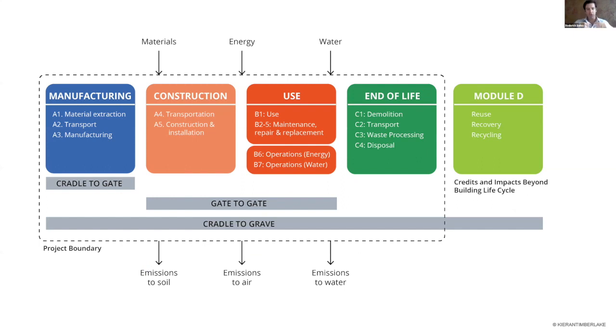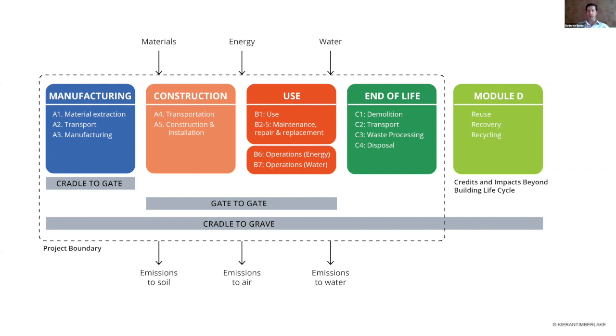So when you look at this through the lens of life cycle assessment, all of those different processes get broken down into what is referred to as modules. Those modules are the manufacturing, construction, use, end of life, and then module D, which is sort of a separate unit off to the side that deals with the recovery of materials themselves and their reuse. And so at each one of these stages, you can see here, you have inputs of materials, energy, and water. And then out of that, you're going to have emissions.